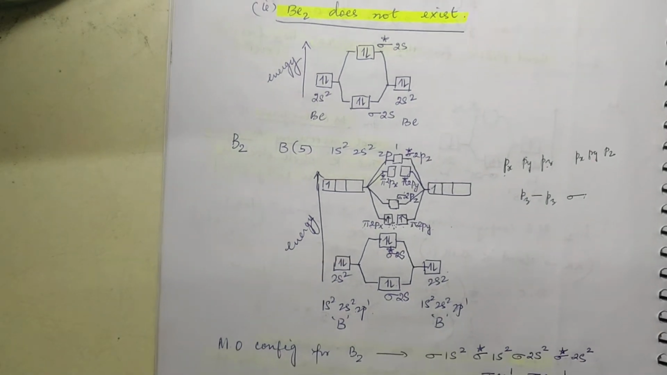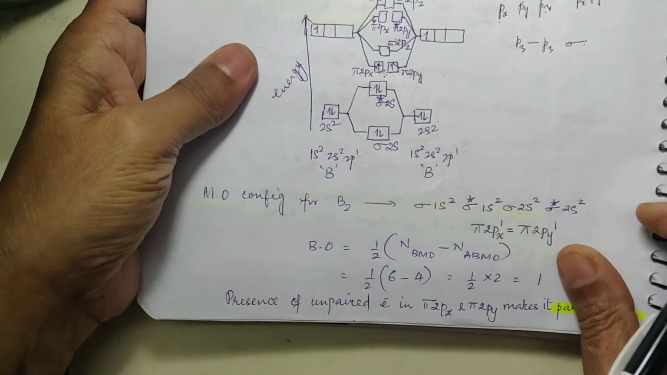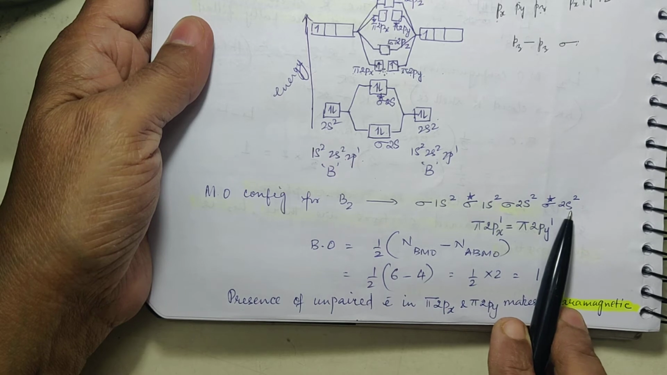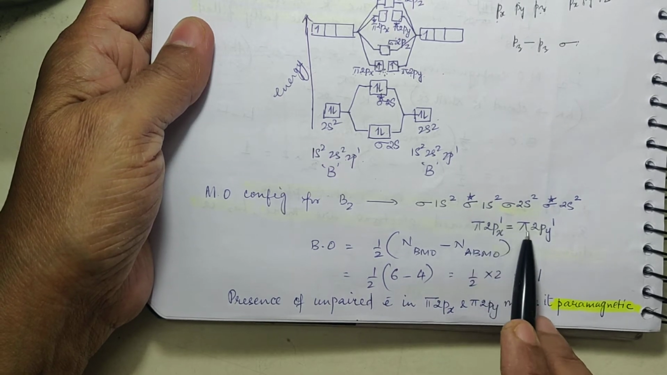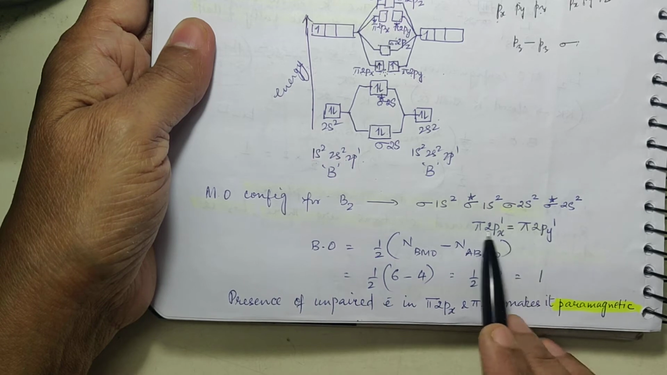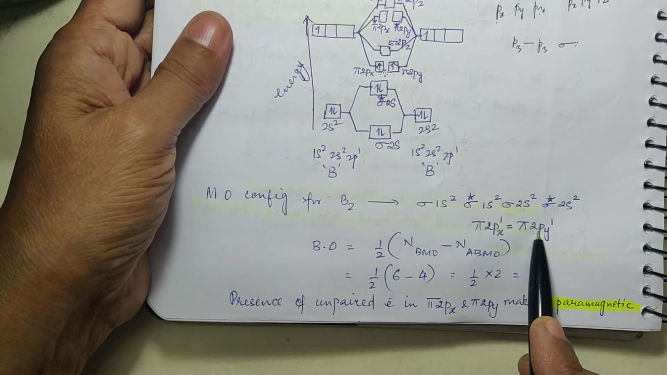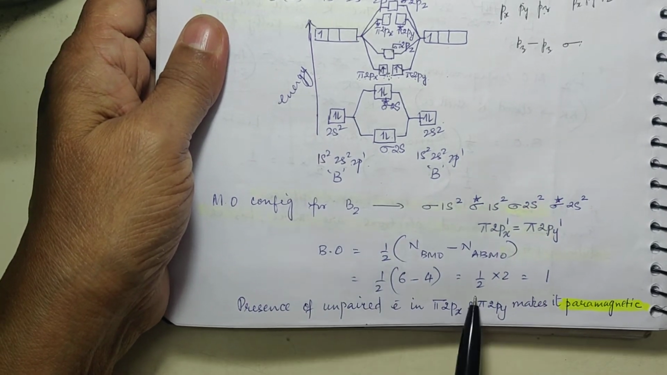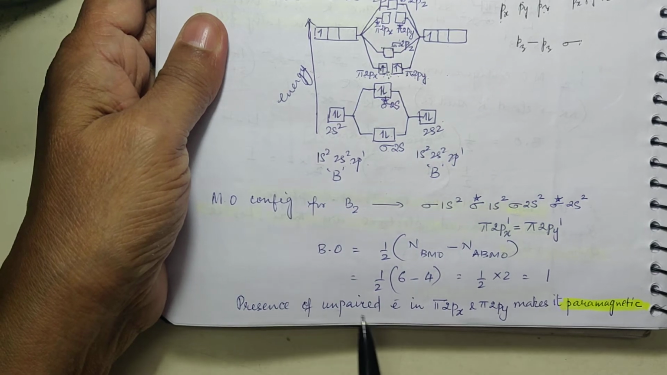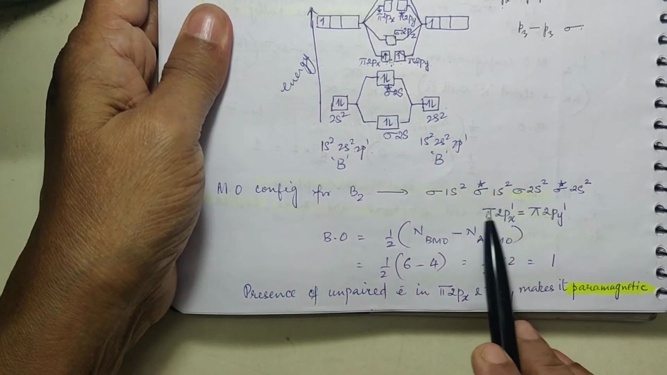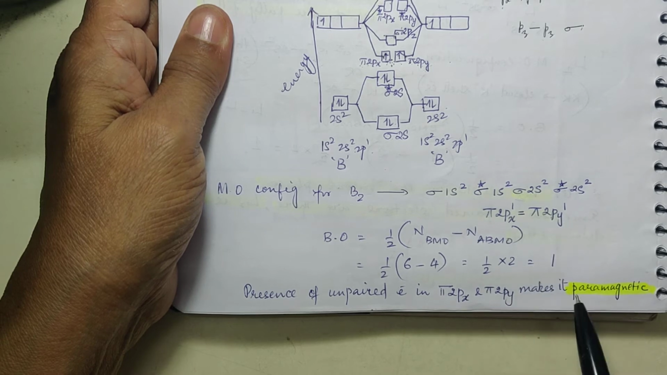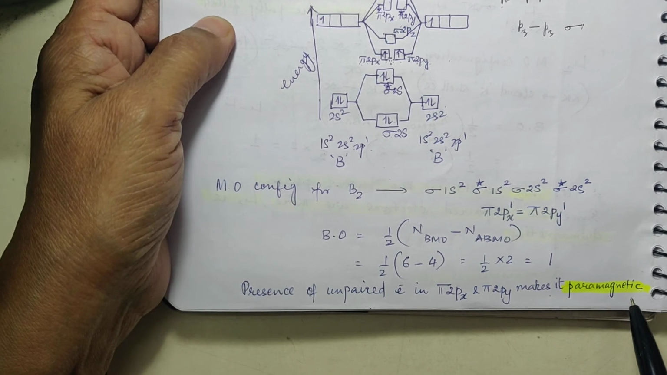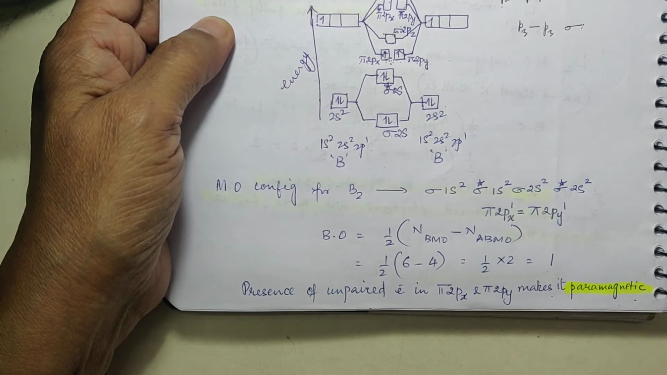Okay, so when you write the molecular orbital configuration for this boron, it is sigma 1s2, sigma star 1s2, sigma 2s2, sigma star 2s2, and then you have pi 2px1 equal to pi 2py1. Why equal? Because they are same energy level orbitals. Okay, molecular orbitals. And then you will find out the bond order. That is equal to 1. And presence of unpaired electron in this pi 2px and pi 2py makes the species paramagnetic. That is why B2 is paramagnetic. Bond order is 1. Okay, it is paramagnetic.